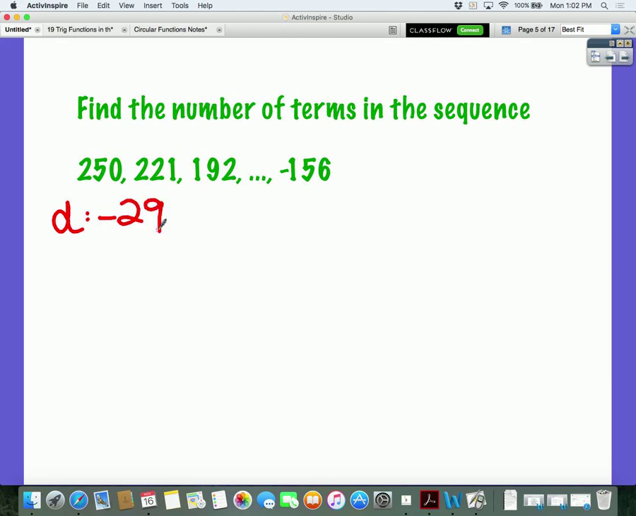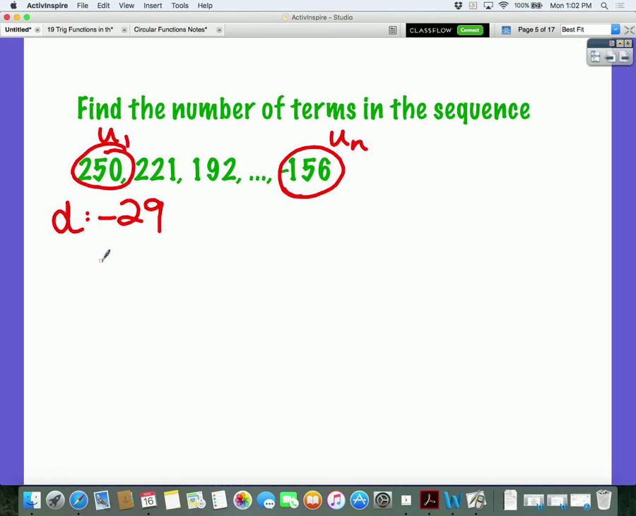Okay? So remember, common difference can either be positive or negative, but no matter what, we're going to add it. That's what making it negative means, that we'll end up actually subtracting it. So it's arithmetic. My common difference is negative 29. I know my first term and my last term, but I don't know exactly what term that is. So it's going to be u sub n.